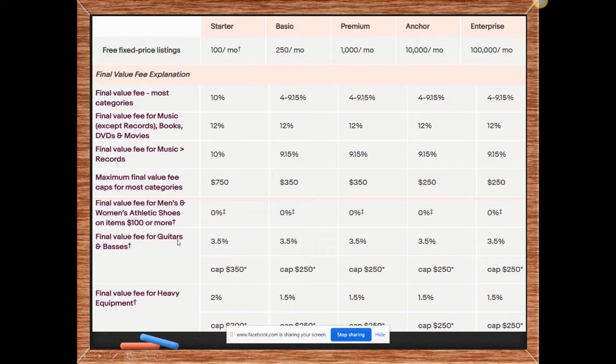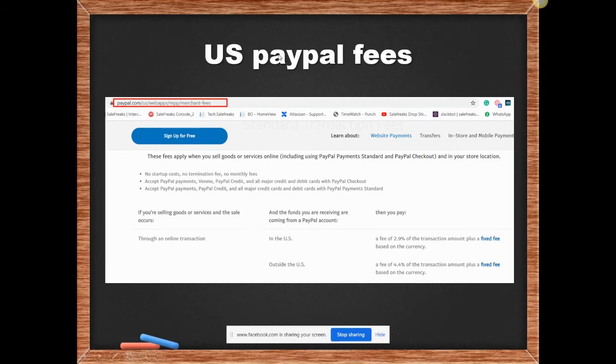Okay, so that's that. So I want to show you something else about PayPal. PayPal fees really change according to the country you're living in. I know most of you are from the US, so I copied this from paypal.com for you. So for US residents, look at this.